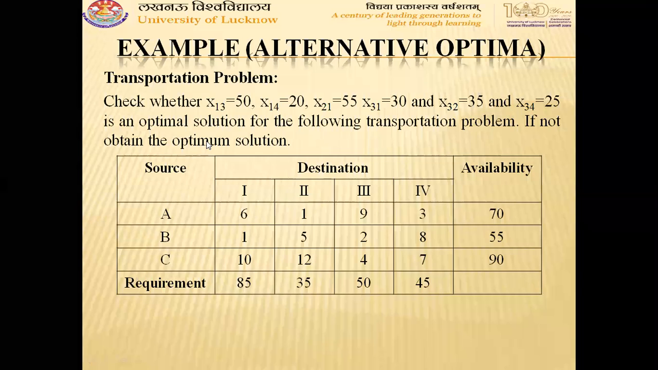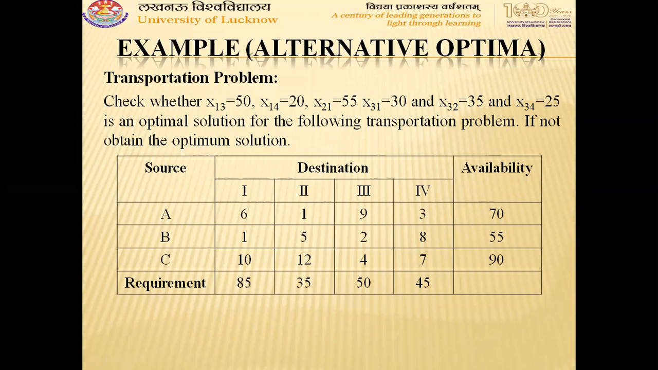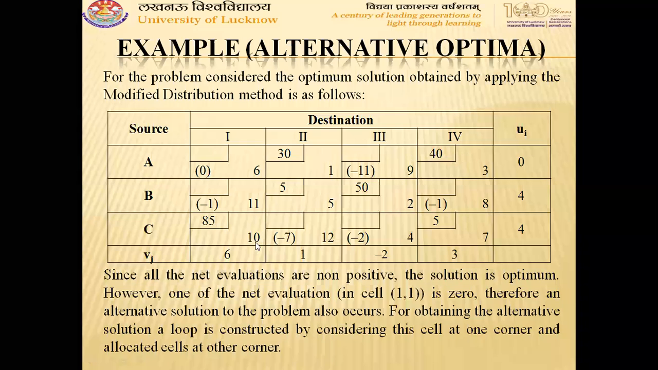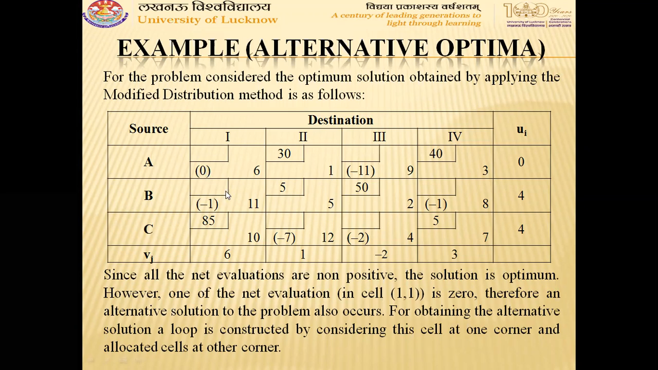For both, I have taken an example. For the transportation problem, an initial solution is given. Using this initial solution, I have used the modified distribution method to obtain the optimum solution, and the optimum solution is obtained as this one. Here you can see all the net evaluations are non-positive, that is either zero or negative. So this net evaluation shows that this solution is optimum. But here you can see in the cell 1 comma 1, there is a net evaluation which is 0.